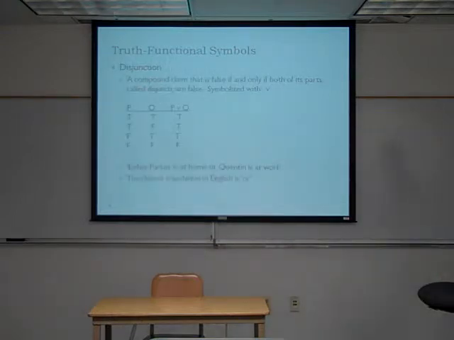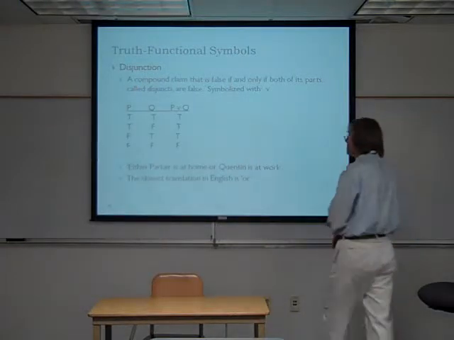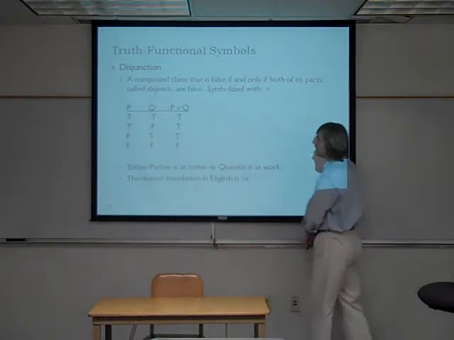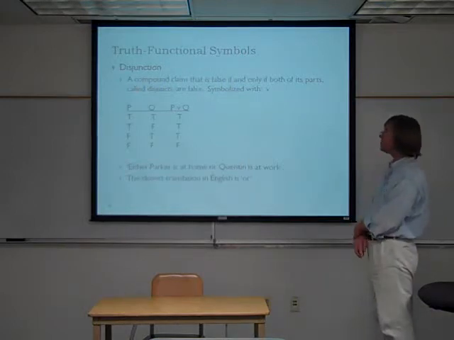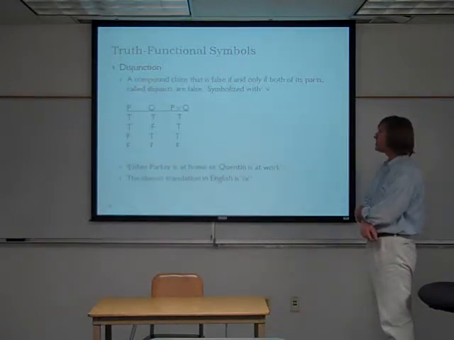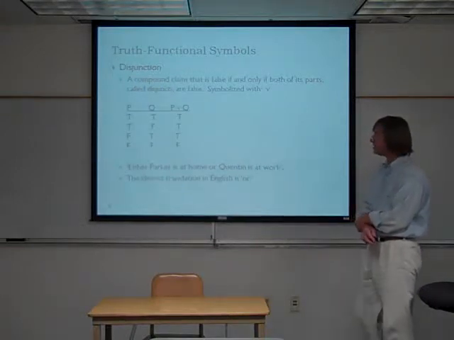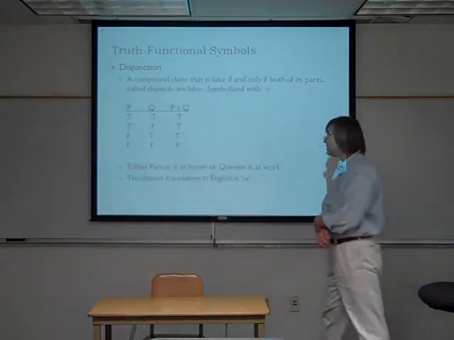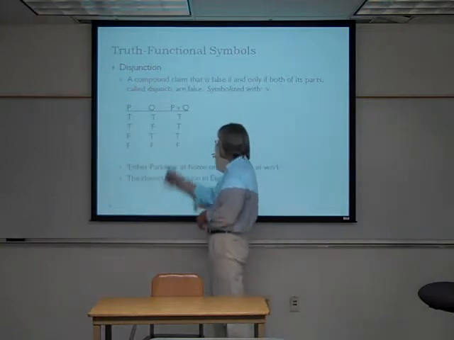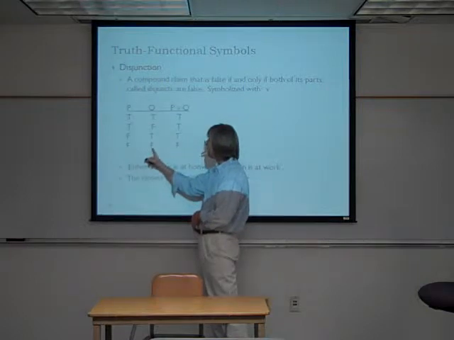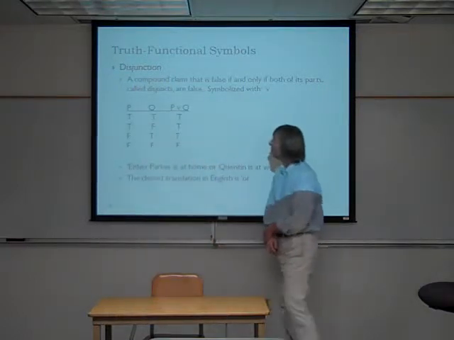A disjunction is going to, in a way, be the opposite of a conjunction. And the term that is most often associated with disjunction is or. P or Q. And the disjunction is a compound claim that is false if and only if both of its parts, called disjuncts, are false. So P or Q is only going to be false if both P and Q are false.